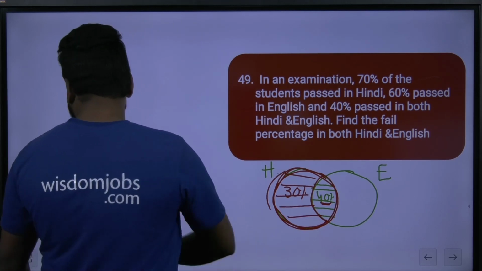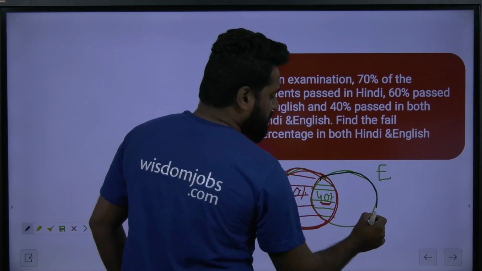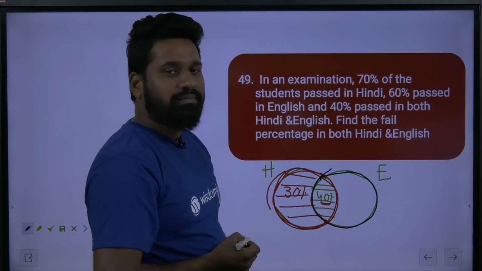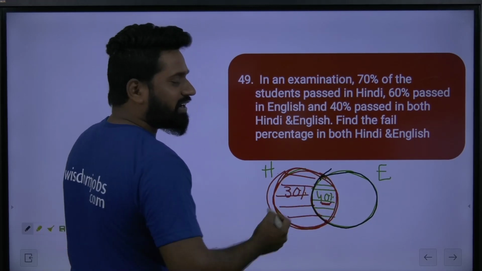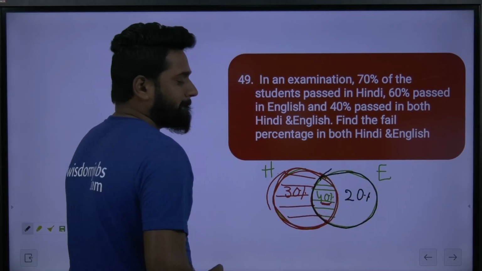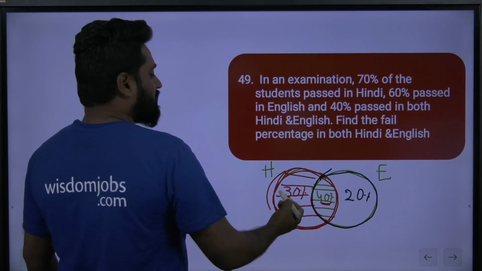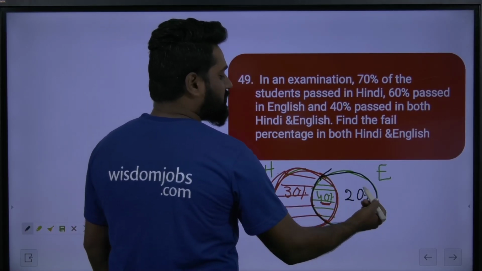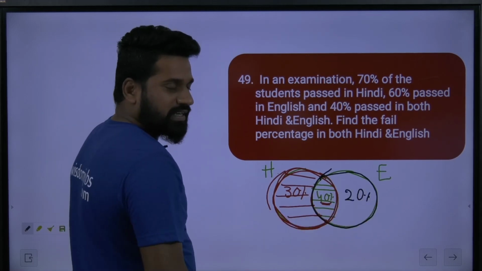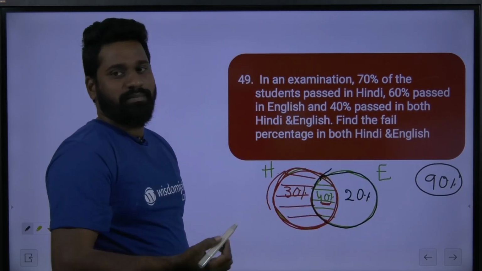In the same way, coming to the next one, if we observe this English, total English is given. This is the total English. Total English 60% passed. Out of 60, I already have 40% here. So remaining becomes 20%. Now we are finding total number of passed students. 30 plus 40 plus 20. So 30 plus 40, 70, 70 plus 20, 90. So 90% of the students passed in the examination.